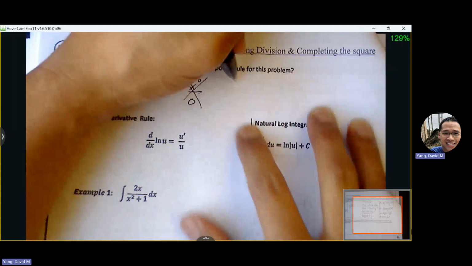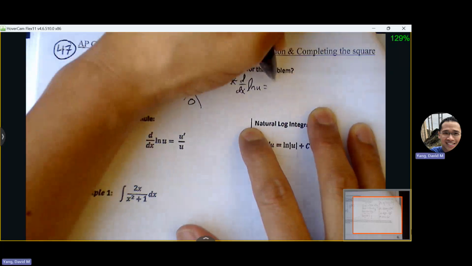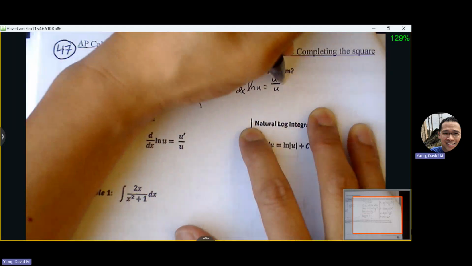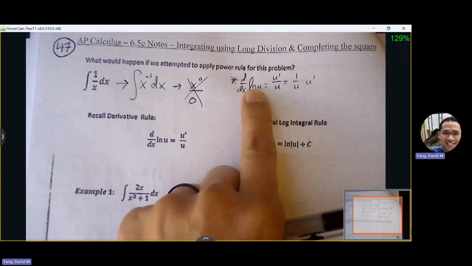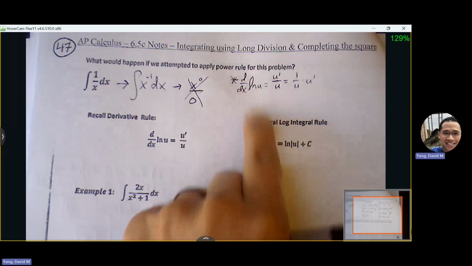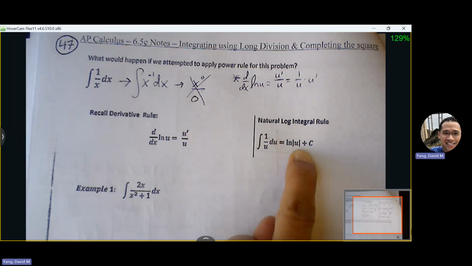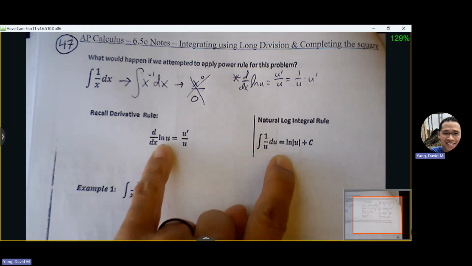So if you remember, the derivative for natural log is u prime over u, right? Which is really 1 over u times u prime. Or the derivative of natural log of x is just 1 over x. So it stands to reason that if we take the antiderivative of 1 over x, it'll bring us back to natural log. So that's the rule here: the integral of 1 over u du equals natural log absolute value of u plus c. This is basically going backwards with the derivative rule for natural log.